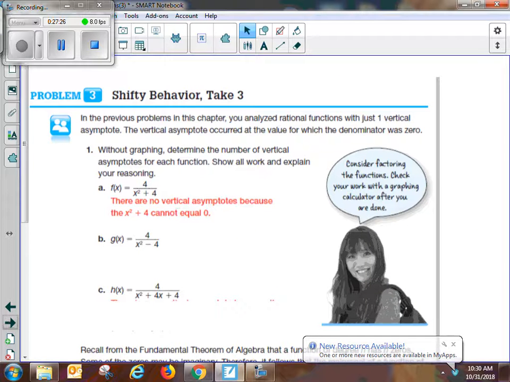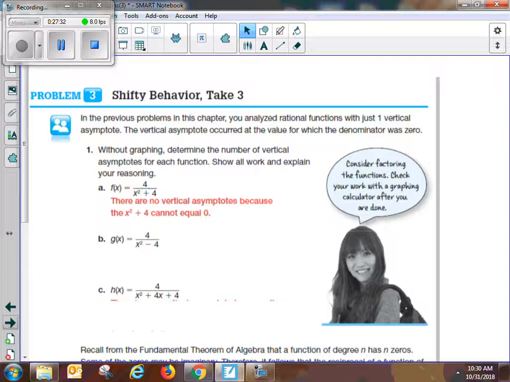Okay, next thought. Look at this denominator right here. It says x squared plus 4. So they want me to talk here. It says, without graphing, I need to figure out the number of vertical asymptotes. So this one says there aren't any, none. There's none for multiple reasons, but step 1, take this denominator, set it equal to 0.